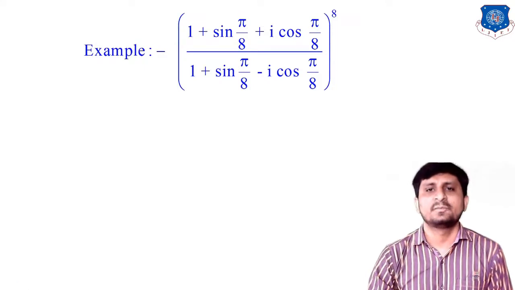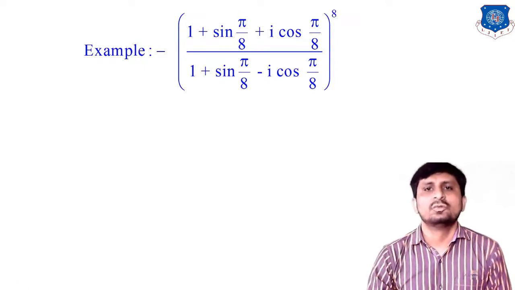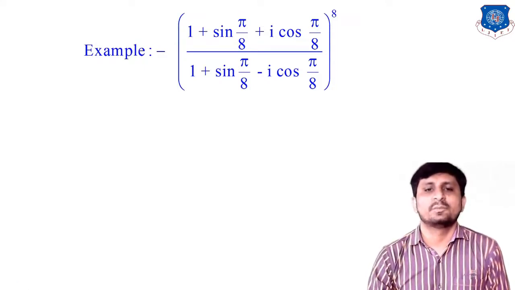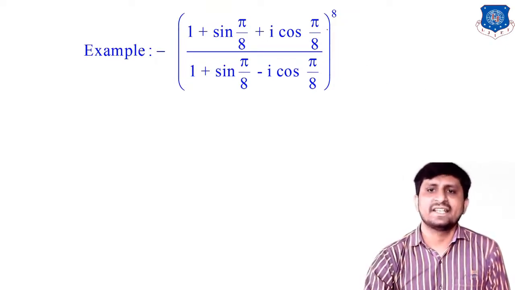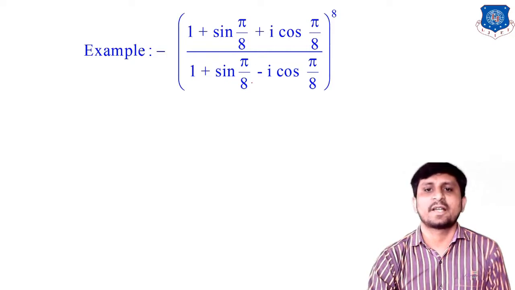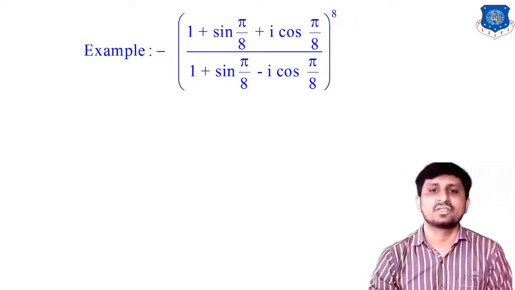Very interesting example. I want to simplify this expression: 1 plus sin pi by 8 plus i cos pi by 8, upon 1 plus sin pi by 8 minus i cos pi by 8, raised to 8. Okay, let's see how we can solve.